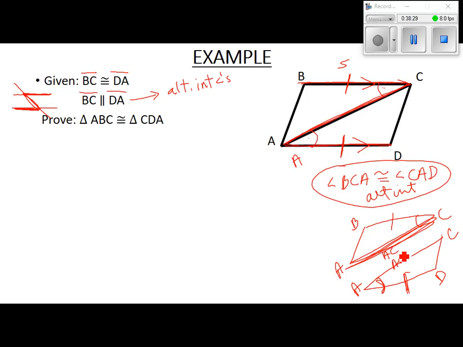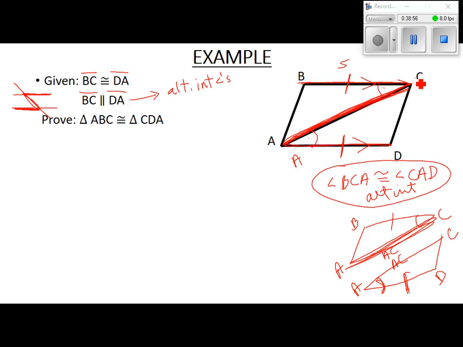The reflexive property. So this segment right here, this is another thing you're going to look for. Every time you see a picture like this, where two triangles are touching each other, look for the reflexive property. They probably share something, in this case a segment. So what do I know about segment AC in the top triangle and segment AC in the bottom triangle? They have to be the same.